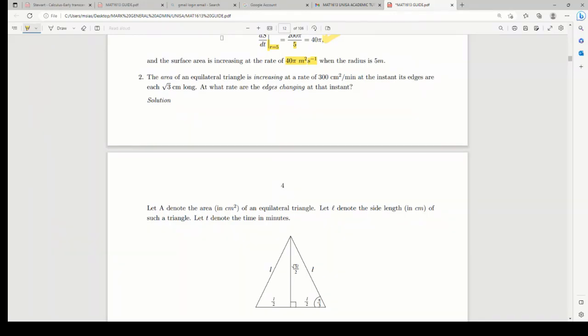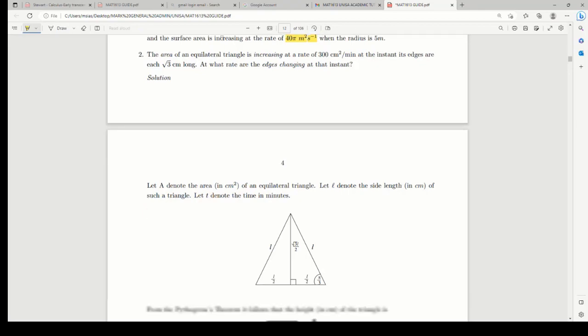Sorry, it's just one question. The area of an equilateral triangle is increasing at the rate of 300 square centimeters per minute, at the instant its edges are each square root of 3 centimeters long. So you're given that data in bits. The question is, at what rate are the edges changing at that instant?